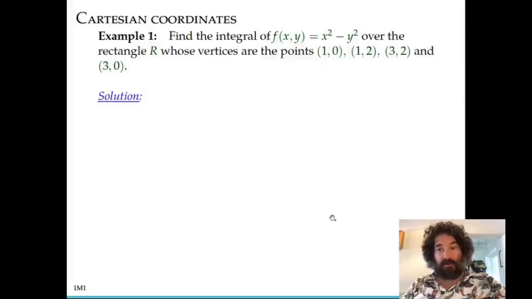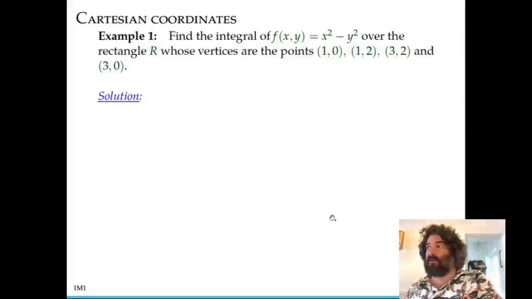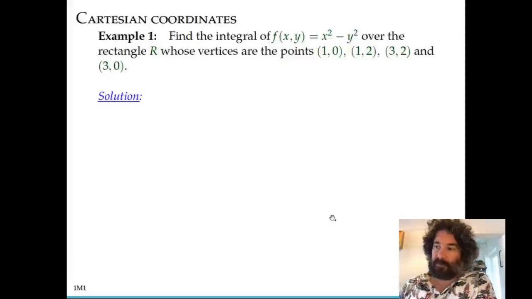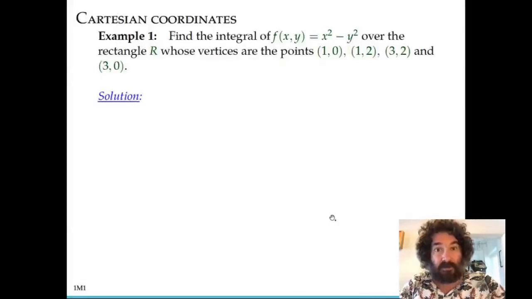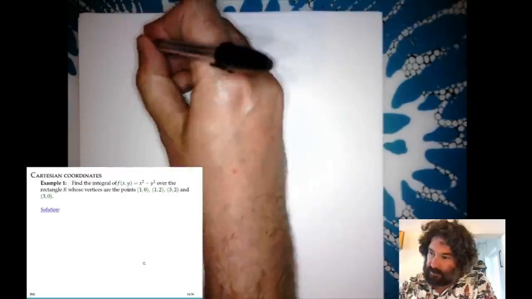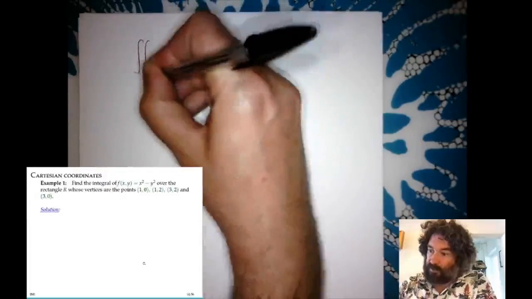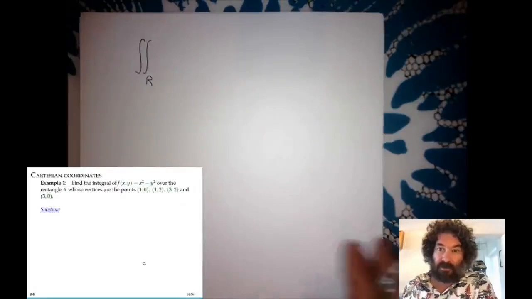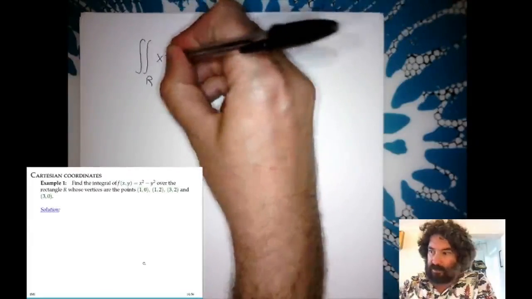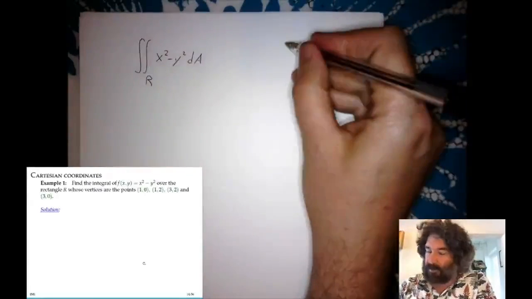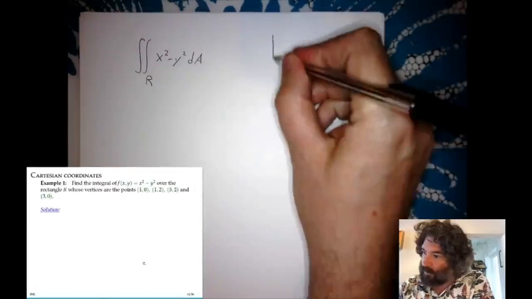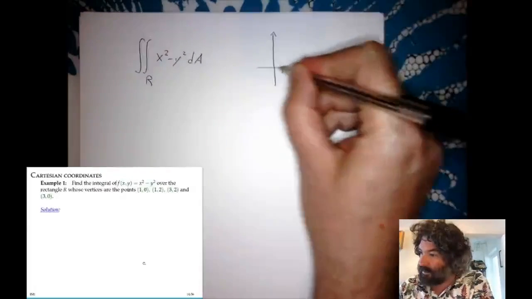All right, I'm going to do now a few examples of evaluating double integrals using this technique I've been describing, iterated integrals. And so the first integral we'll look at is this integral of f, which is x squared minus y squared, over this given rectangle. So let's draw the situation here. We want to do a double integral over the rectangle R of x squared minus y squared dA, and the rectangle R is described there in the statement of the problem, but I'm going to draw the rectangle R in the xy plane.